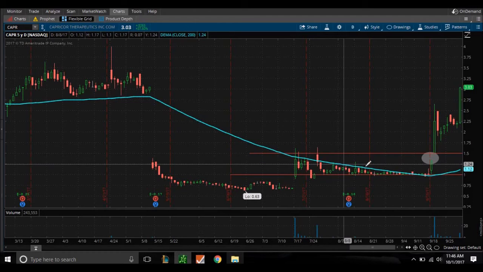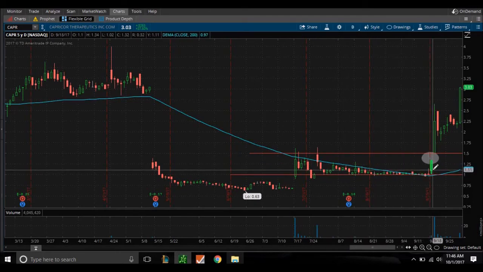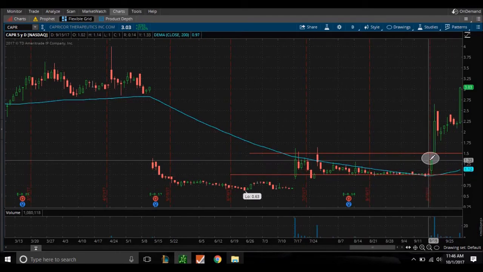So a couple days go by, we fade off. Again, we catch a base. We catch a support at $1, and then we perk up again.